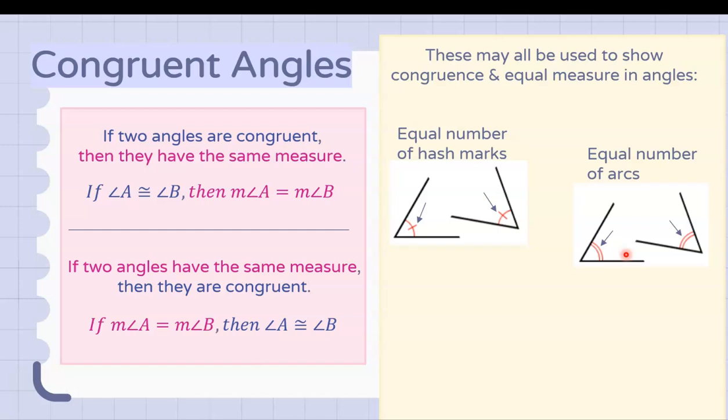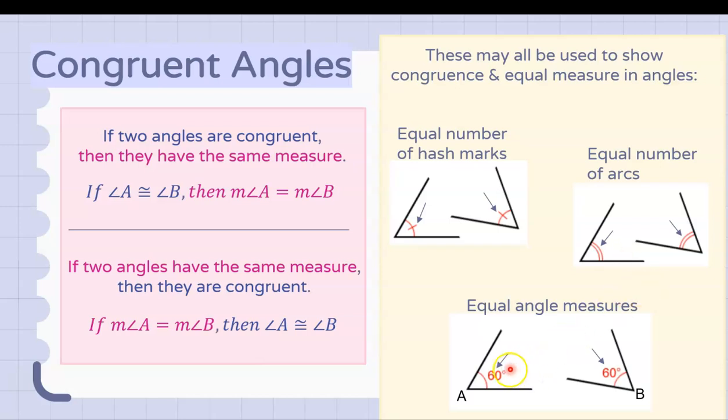And then kind of on the flip side, we could also see two angles where we are given the angle measure for both of them, and we see that it's the same exact number. That tells us that they're congruent. That's this idea where if the measures are equal, then the angles are congruent.